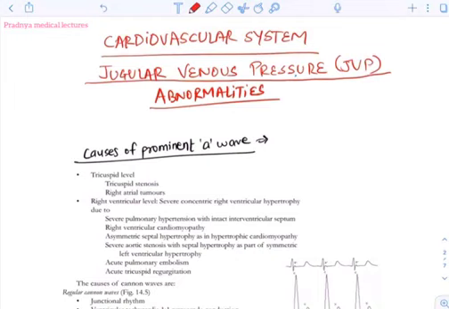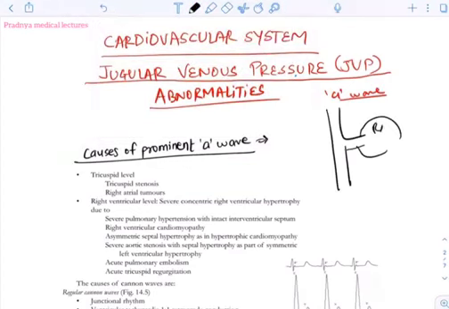In the abnormalities, first we will start with the waveforms. So, causes of a prominent A wave. Now we know why there is an A wave in the JVP. The A wave is because of atrial contraction. As I told you earlier, the pressures inside the right atrium are directly reflected in the internal jugular vein.